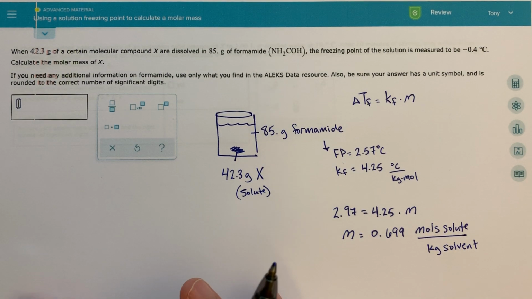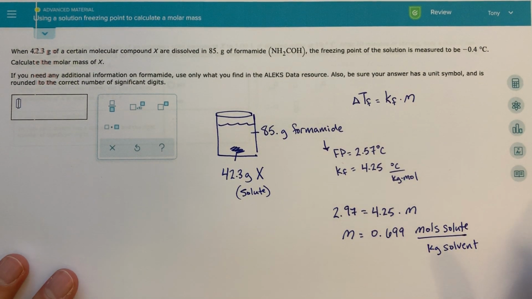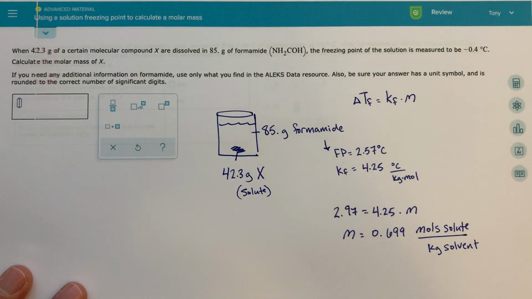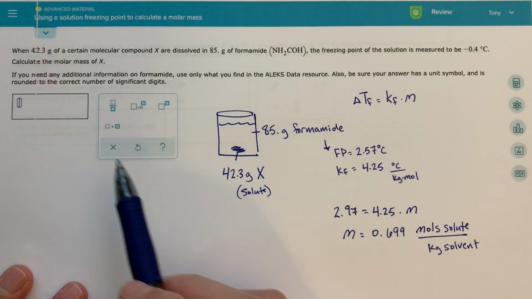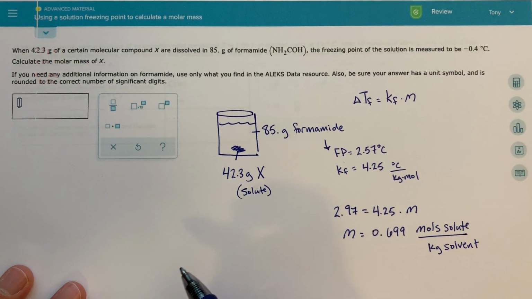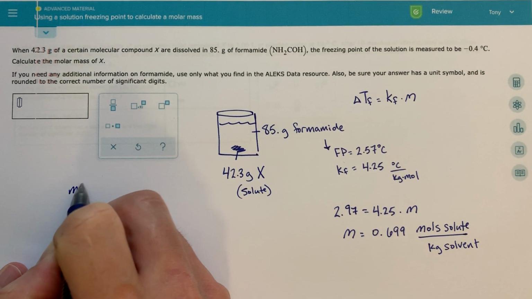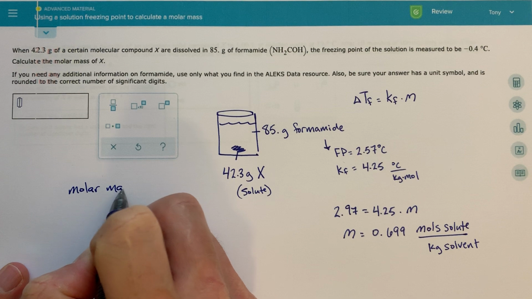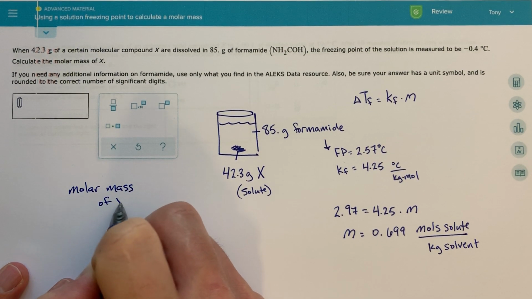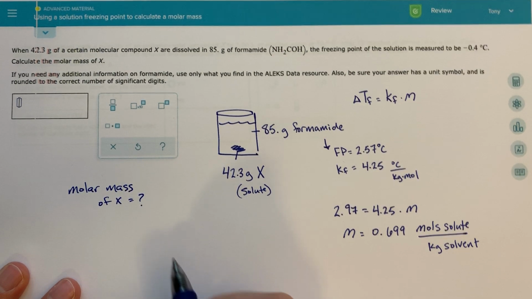I'm not necessarily looking at the whole big picture all at once. I'm sort of saying, well, what do I know and what am I looking for? The next thing that I'm looking for is to figure out what this moles of solute is, right? Ultimately, we're looking for the molar mass of X, and that molar mass of X, maybe we'll write that over here. Molar mass of X equals question mark.